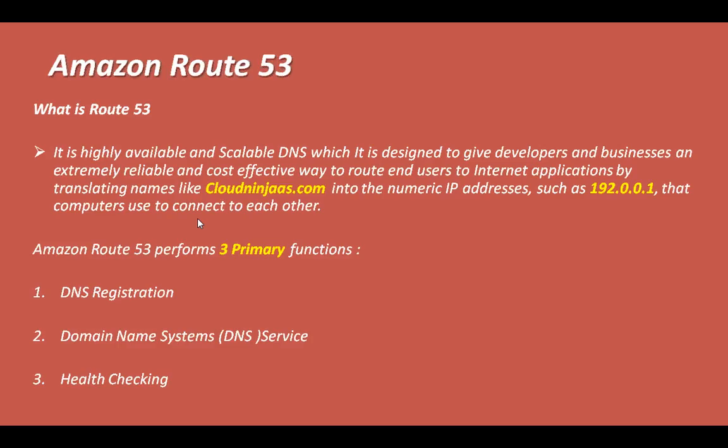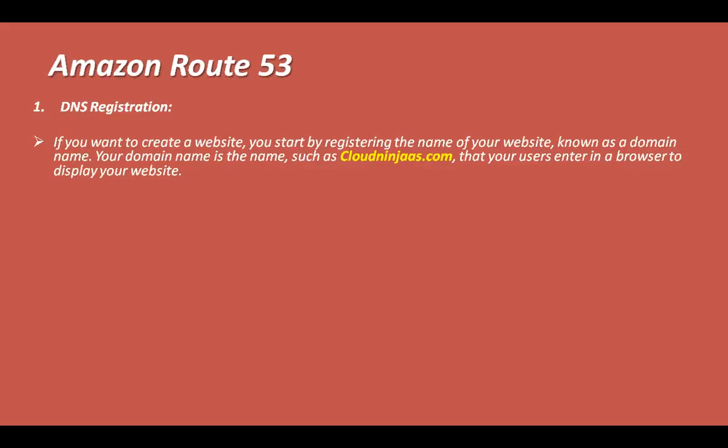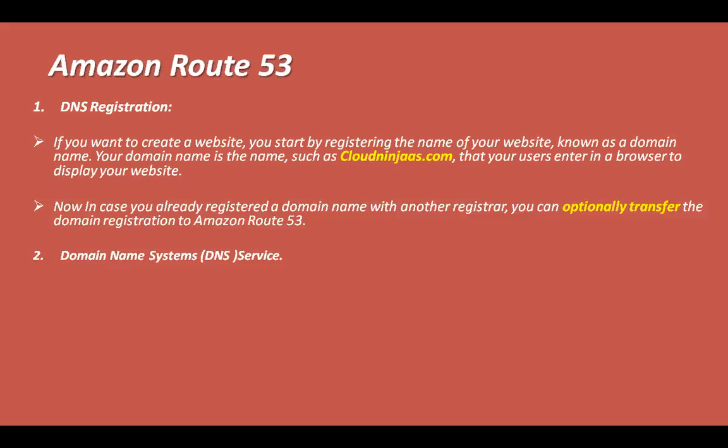So let's start with DNS registration. If you want to run a business through a website and you have selected a domain name like cloudninja.com or abc.com, any domain name, then you can create the hosted zone or do the DNS registration within the AWS cloud by using the Route 53 service. There might be a possibility that you already purchased that domain name from another registrar like GoDaddy or Google, as there are different types of registrars available. In that case, AWS helps you by transferring that particular domain name to Amazon Route 53.